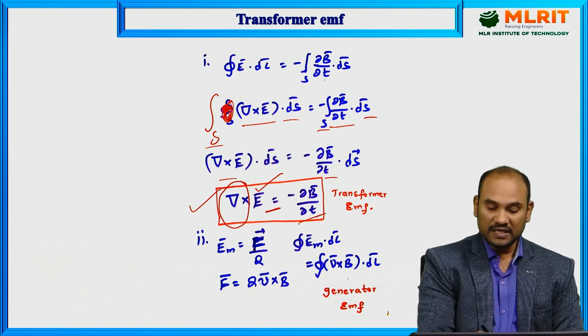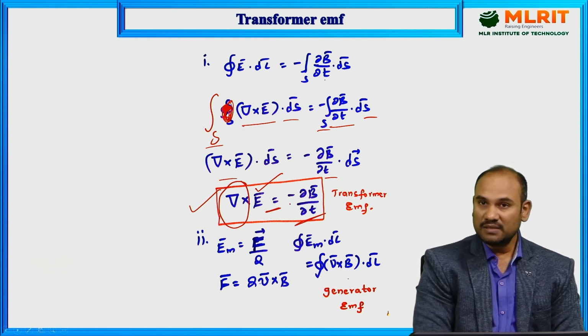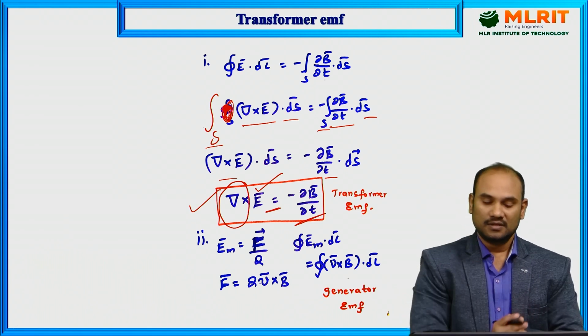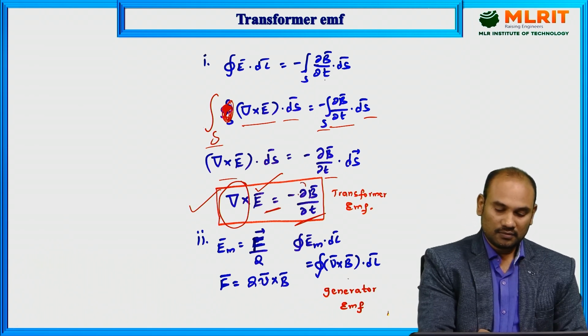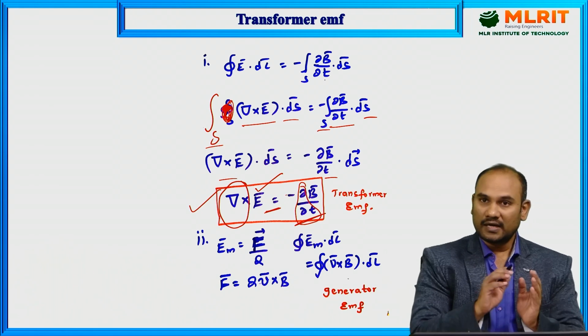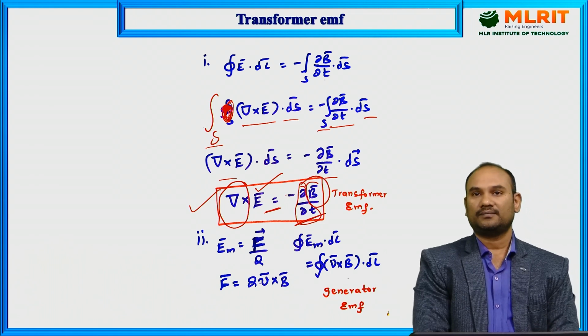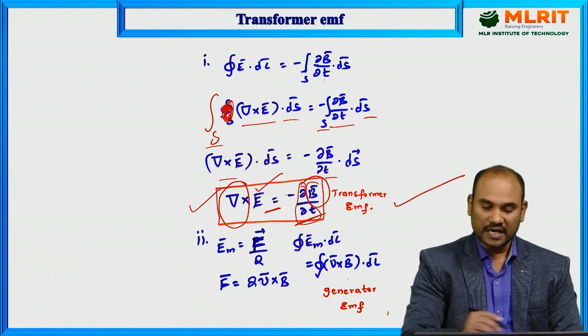d by dt means rate of change. Minus d by dt means rate of decrease. Plus d by dt means rate of increase. So it is equal to minus dou by dou t, the rate of decrease in the magnetic flux density vector. This is known as transformer EMF.